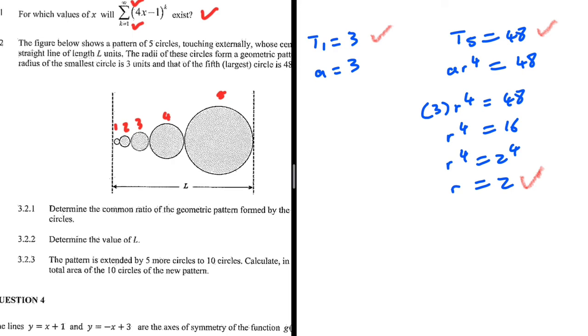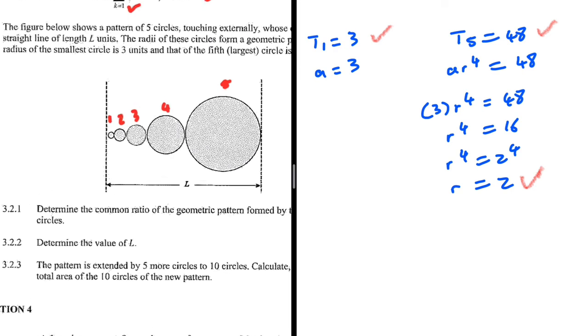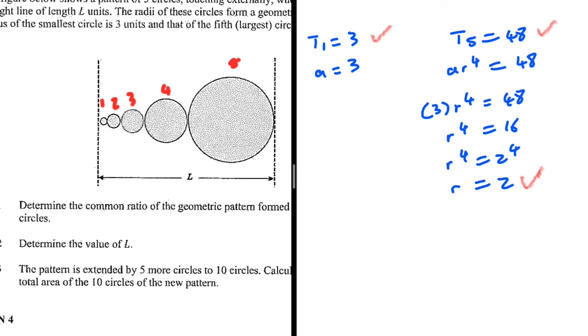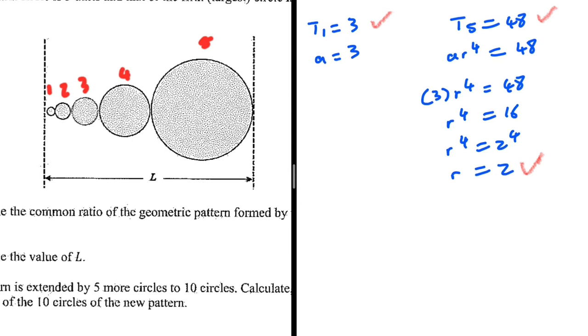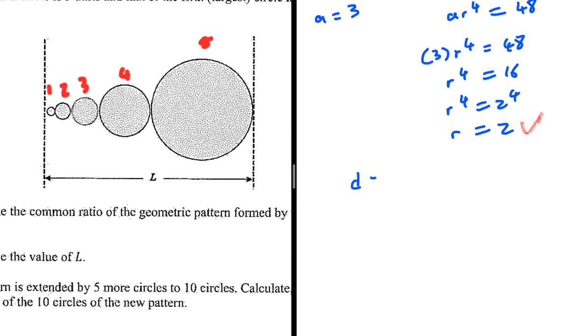That is 3.2.1. And now 3.2.2, we want to determine the value of L. So L is made up of the radii of the circles, right? But take a look at something. L will be the diameter of the first circle plus the diameter of the second circle plus the diameter of the third, and so on. The diameter is just equal to 2r. So we can just calculate the sum of the radii of the 5 circles and multiply that by 2.